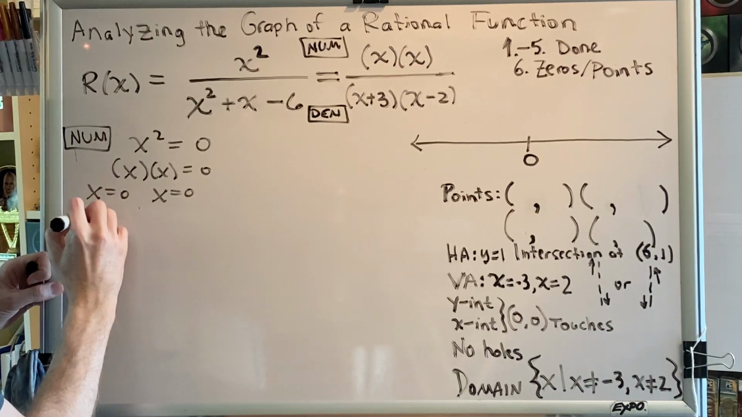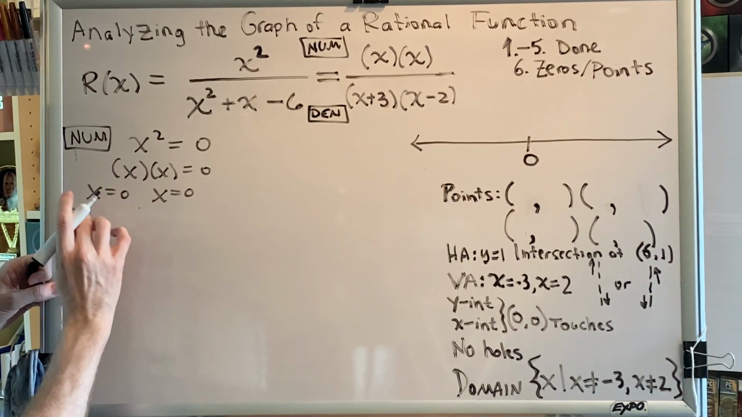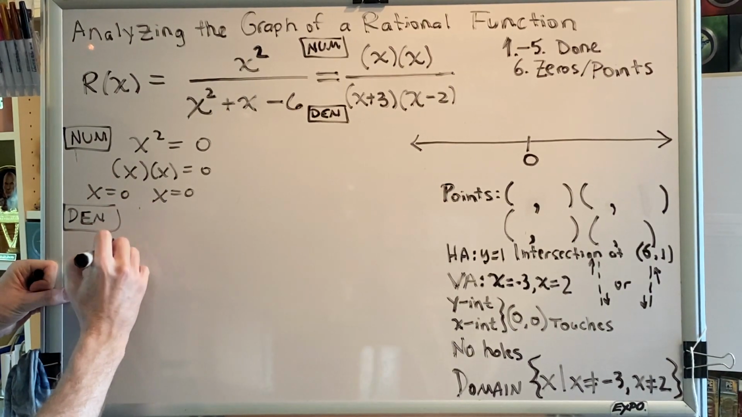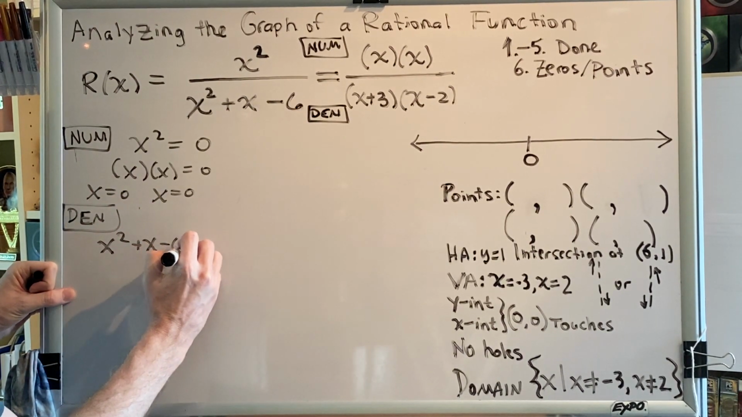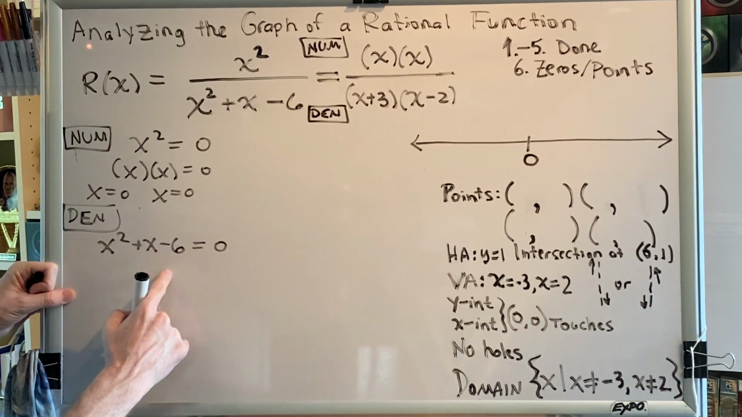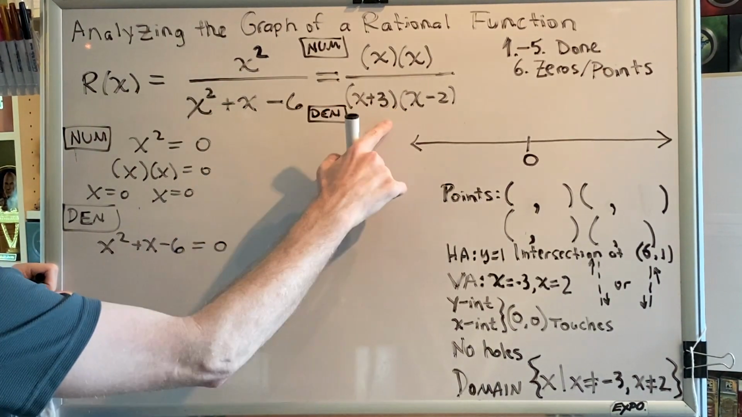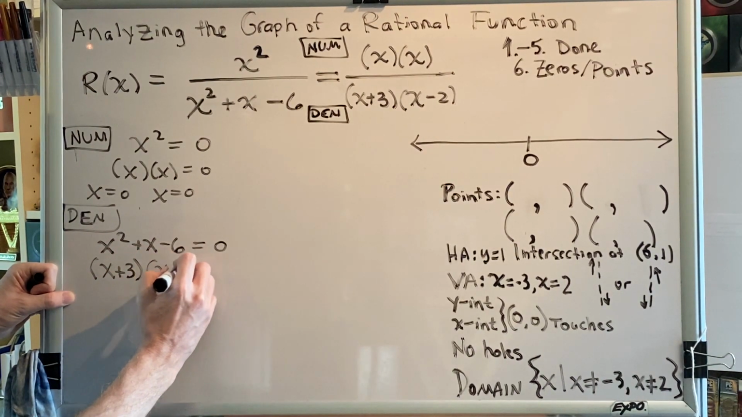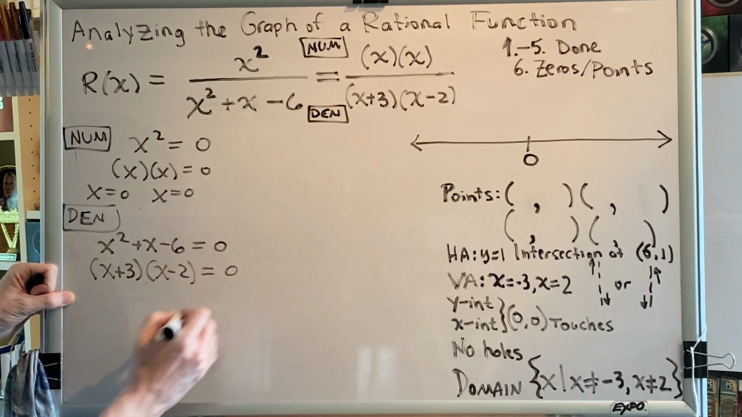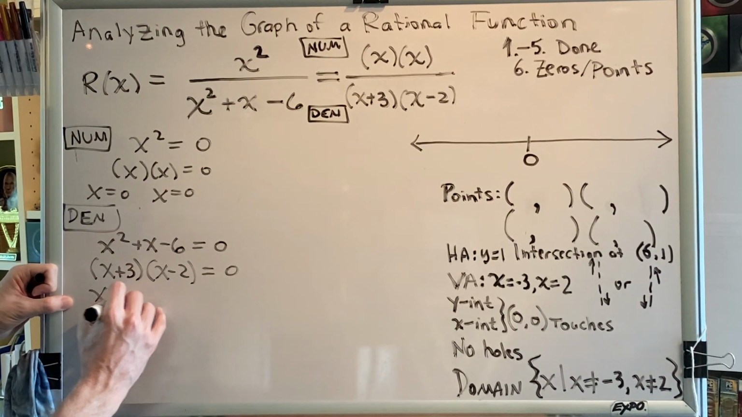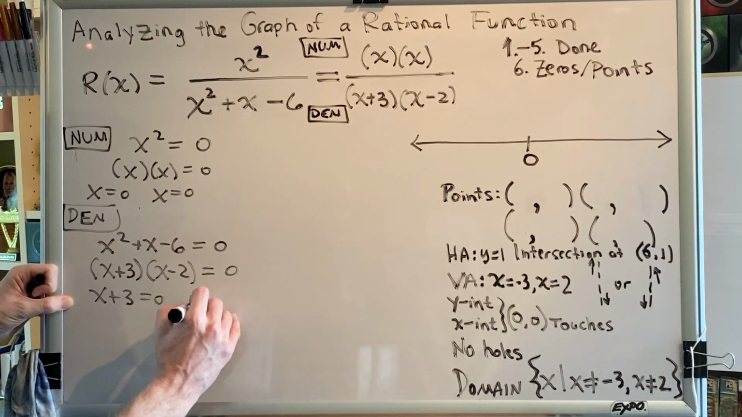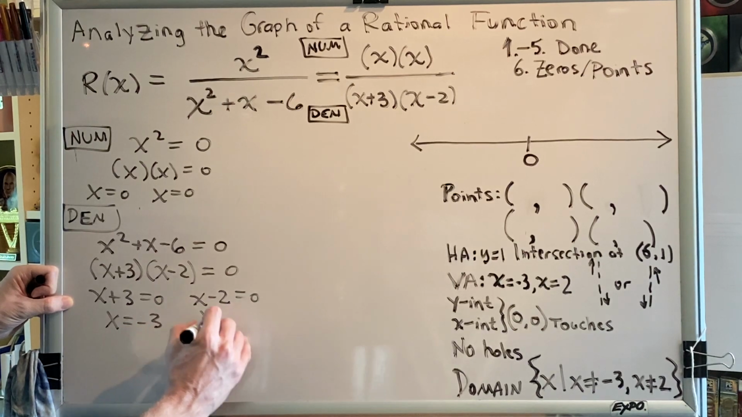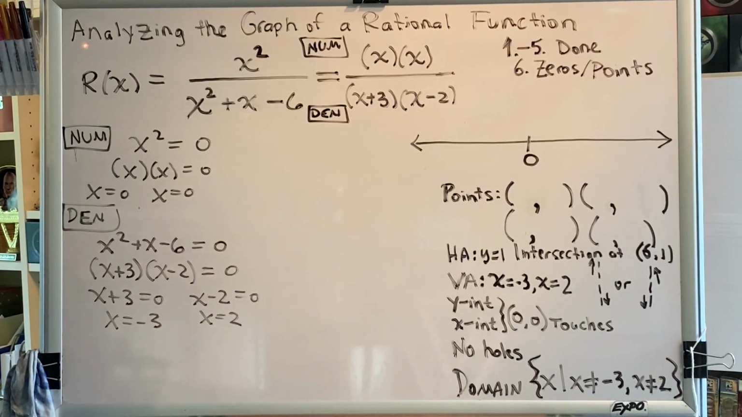Now we move on to our denominator. Okay, our denominator is x squared plus x minus 6 equals 0. We'll solve this by factoring. This factoring has already been done in an earlier video. So x plus 3 times the binomial x minus 2 equals 0. By the zero product property, x plus 3 equals 0, or x minus 2 equals 0. And we get two solutions, x equals negative 3, x equals 2. And we'll put those on our number line as well.